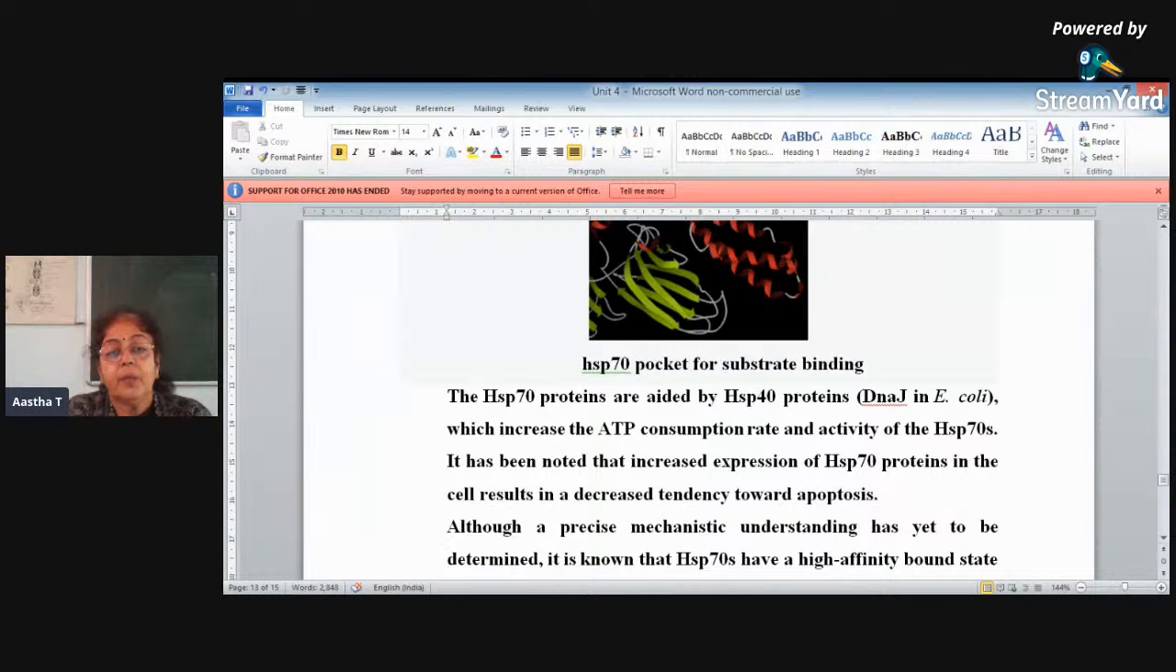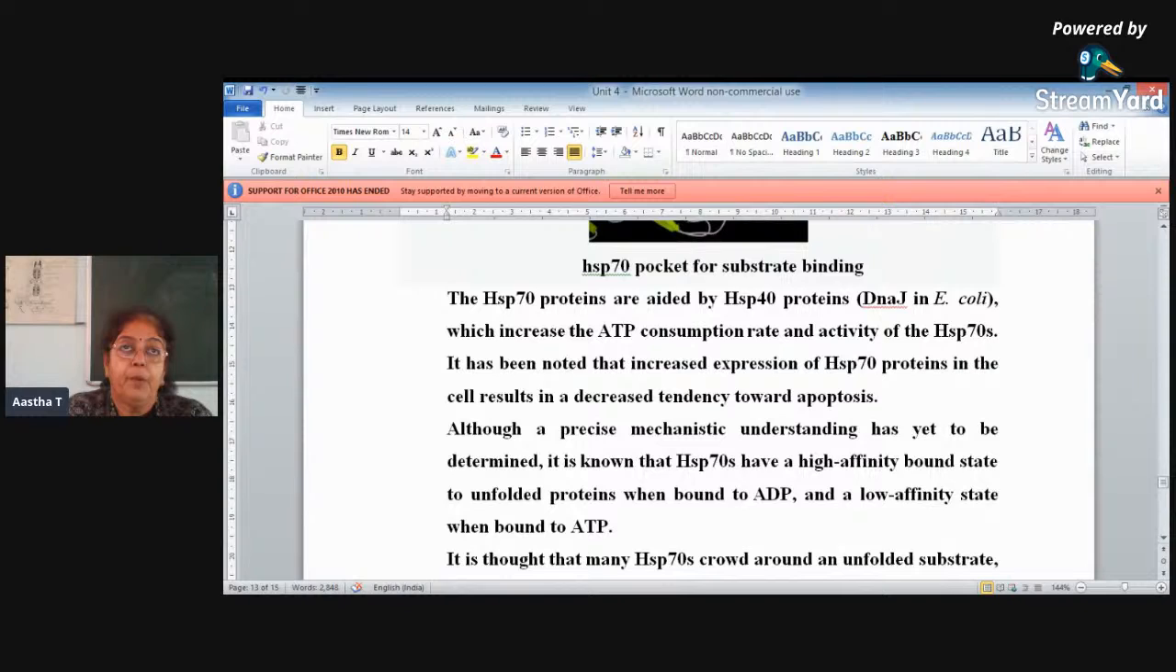And what is that supporting role? It helps in increasing the ATP consumption rate, that is the energy consumption rate. This helps in increased expression of heat shock protein 70, which is involved in apoptosis, that is death of old cells, unwanted cells or unwanted proteins. Although a precise mechanistic understanding has yet to be determined, it is known that HSP70 has a high affinity bound state to unfolded proteins when bound to ADP, and a low affinity state when it is bound to ATP.